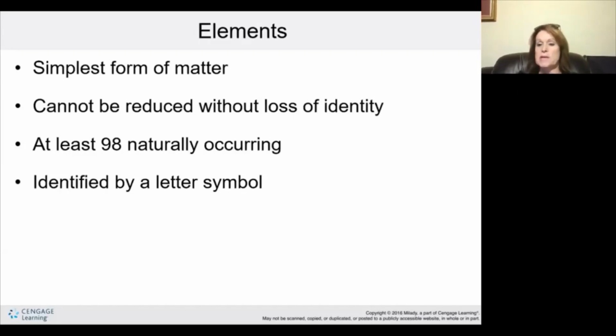All matter in the universe is made up of these elements, and they have their own distinct physical and chemical properties. Each element is identified by a letter symbol, such as O for oxygen, C for carbon, H for hydrogen, N for nitrogen, and S for sulfur. It is composed of a single part or unit. It cannot be reduced to a simpler substance, at least not without the loss of its identity. There are 98 naturally occurring elements. How many are there? 98 naturally occurring elements.